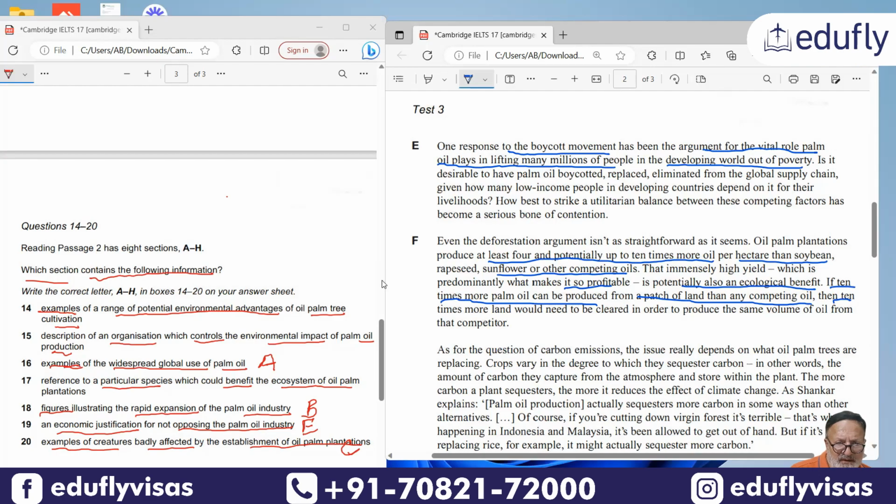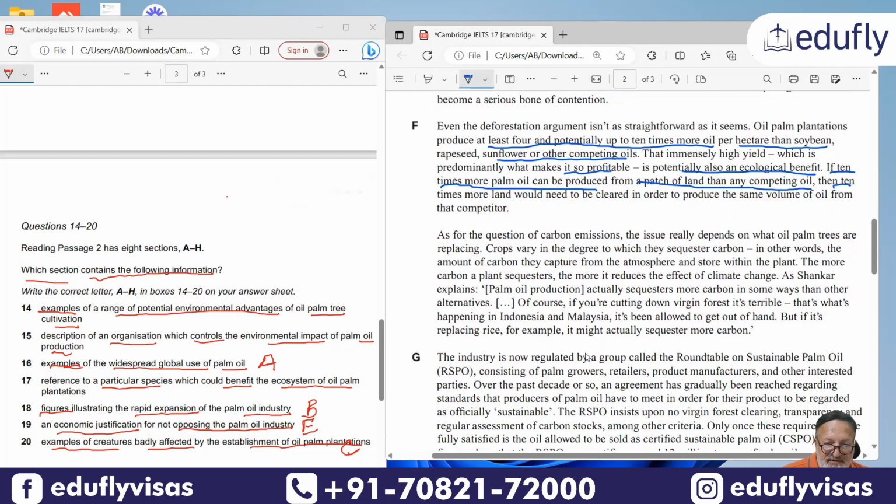So let's see what are the range of palm produce at least 4 hectare rapeseed, which is profitable and an ecological benefit. So one benefit is this, and the benefit is environmental advantage. So we have to see. We have seen one, but what are the range? So as for the question of carbon emission, the issue really depends on what oil palm trees are replacing. Crops vary in the degree. The more carbon a plant sequesters, the more it reduces the effect of climate change.